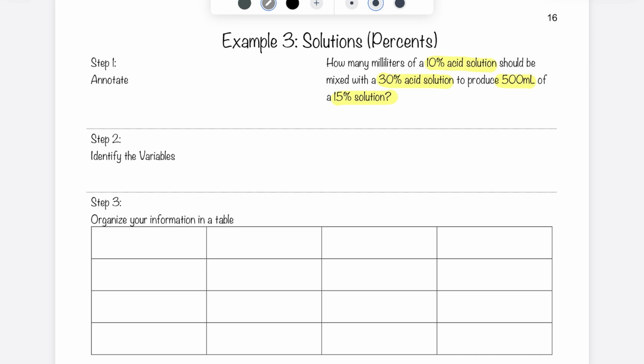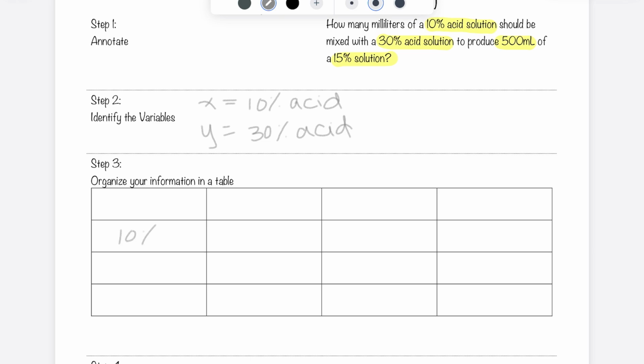So let's identify our variables. We've got a 10% acid solution and a 30% acid solution. So my things here would be a 10%, a 30%, and then we want a 15%. I'm going to talk about volume, that's the milliliters thing. Concentration. And then, like my first table, I'm writing my expression. So volume would be, I don't know how much of an X, I don't know how much of a Y, but I know I want 500 milliliters at the end.